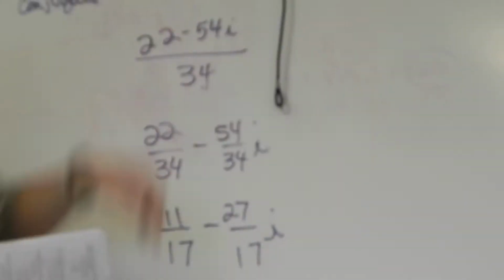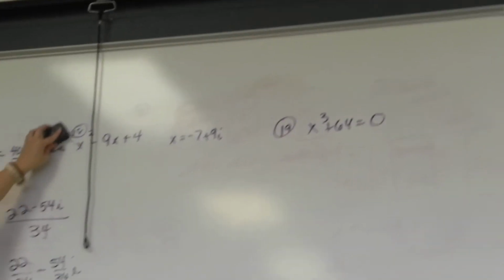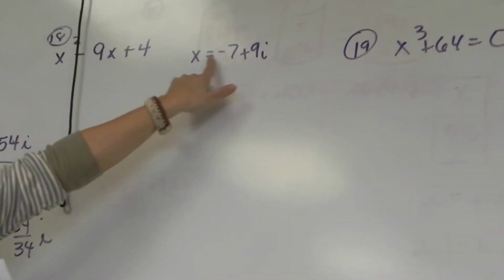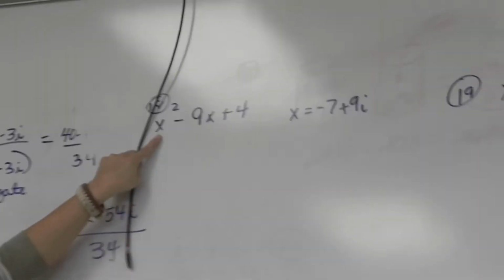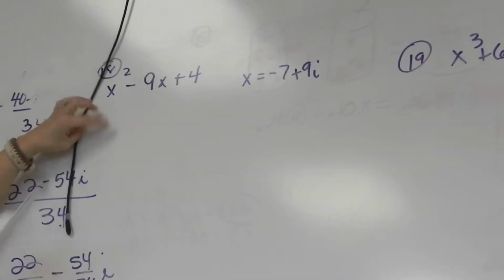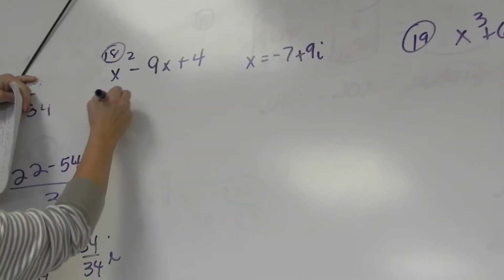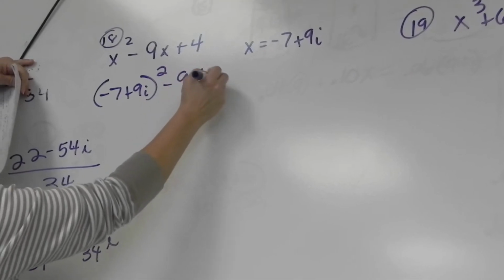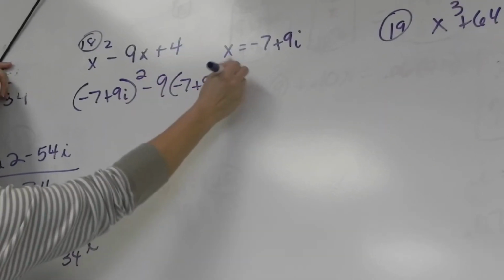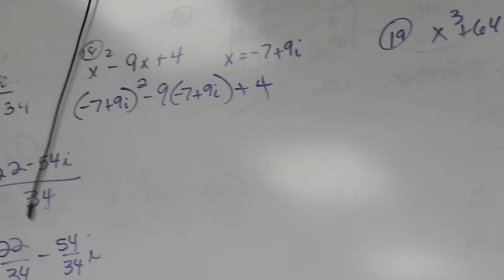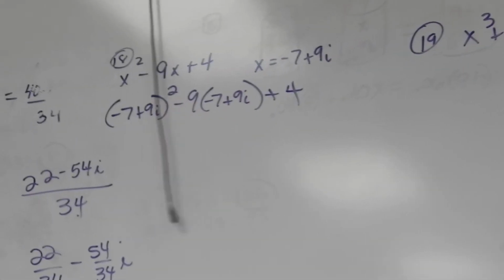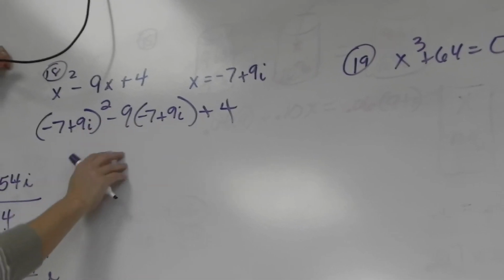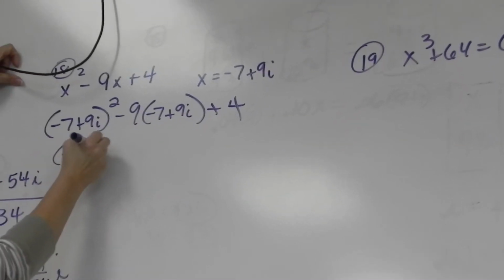All right, number 18. Number 18 asks us to fill in this for the x value, so subbing in for x, it will be negative 7 plus 9i squared minus 9 times negative 7 plus 9i plus 4. And then use what we know about i's and distributing and all that to just work this out.